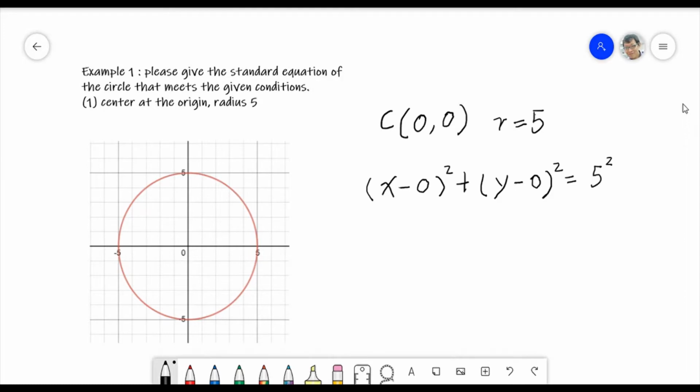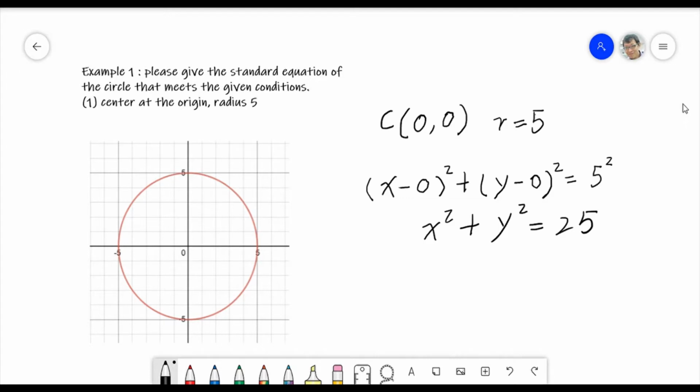So let's simplify. What will this equation be? x minus 0 is still x, so x squared. y minus 0 is still y, so y squared. Then equals 5 squared, which is 25. Right? So we have finished this question already.